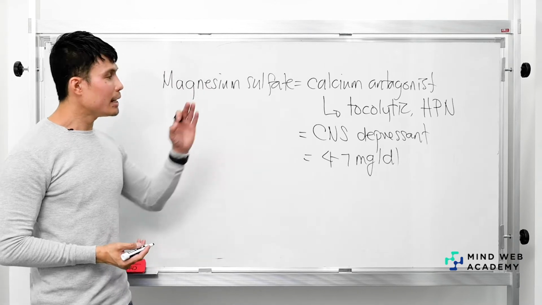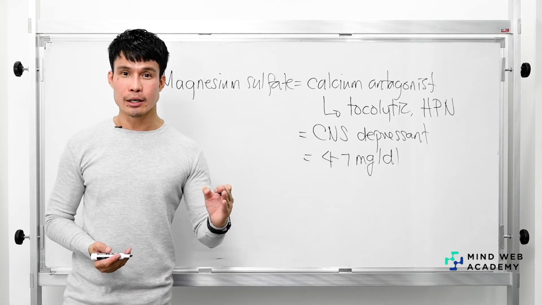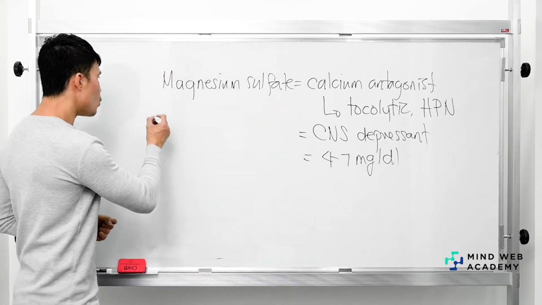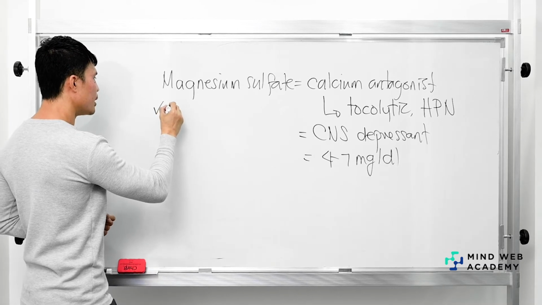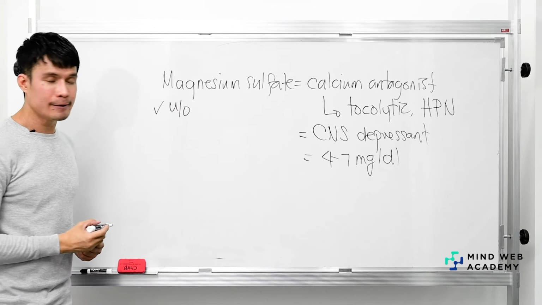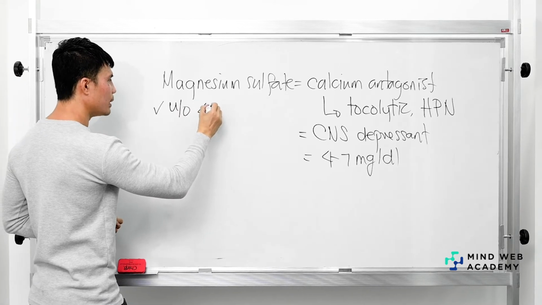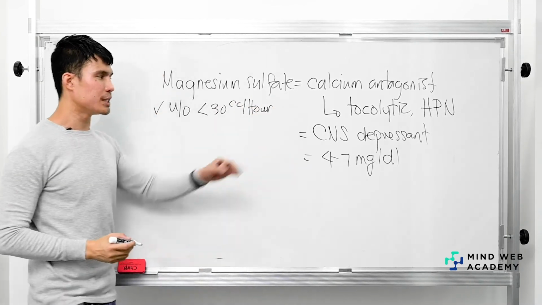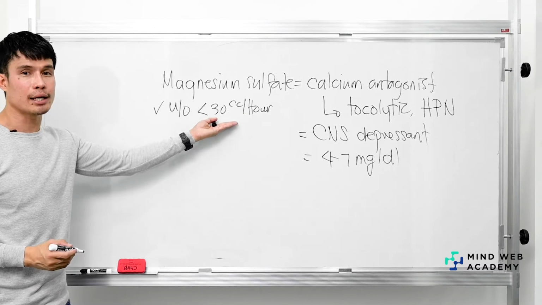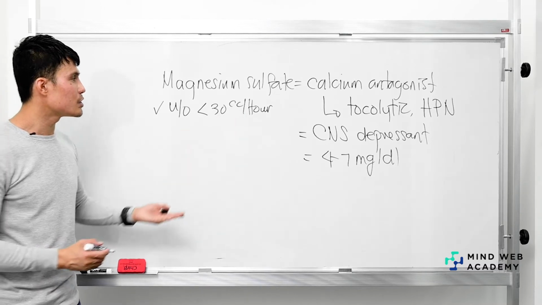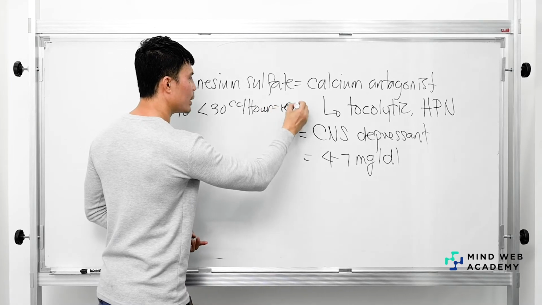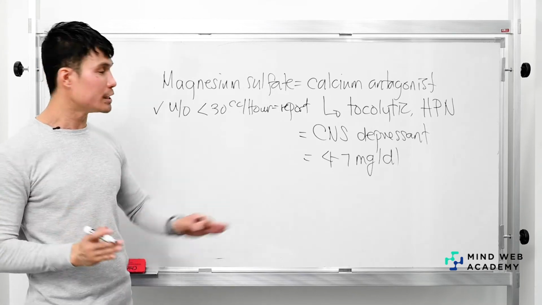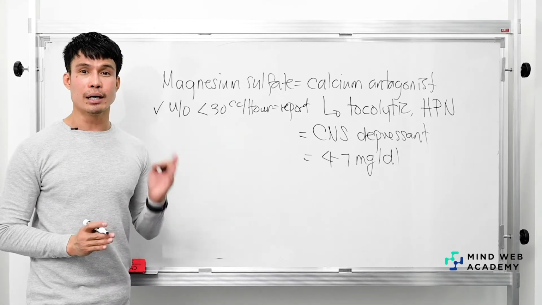So we can answer this question. You have to know, of course, your nursing responsibility before giving your magnesium sulfate. One of your nursing responsibilities is to check the urine output of the client. You have to report if you have less than 30 cc per hour. Remember, it's a CNS depressant. So these are the things that you have to check. Urine output less than 30 cc per hour, report this one. Because what is the normal urine output? It's 30 to 60 cc per hour. Less than 30, it would indicate what? It will indicate magnesium toxicity.